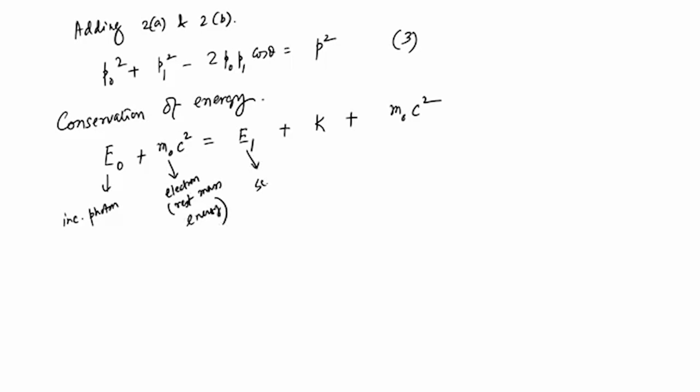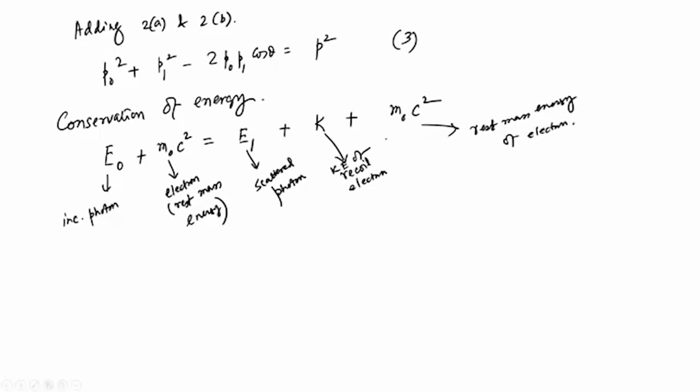This is that of the scattered photon. This is the recoil electron kinetic energy. And this is again the rest mass energy of the electron. This term will not be there for photons because photons have 0 mass. So, this will tell you that E0 minus E1 is equal to k, and let us call that equation 4.